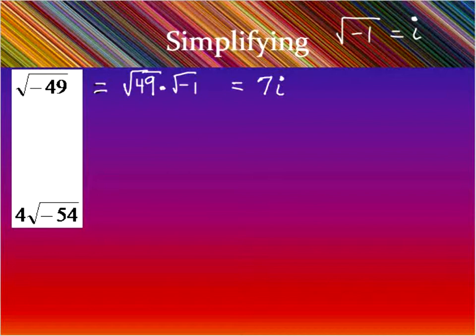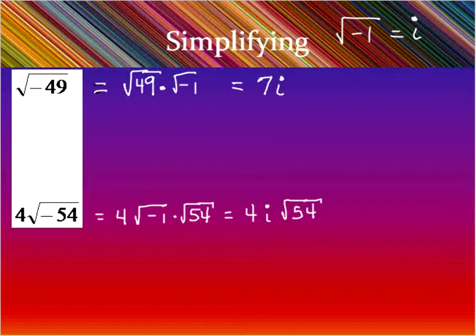Let's look at 4 root -54. We're going to break this down into 4 times the square root of -1 times the square root of 54. I can put the square root of -1 last, it doesn't really matter, like I did up here. It can be in either spot. The square root of -1 is an i, so I have 4 times i times root 54.